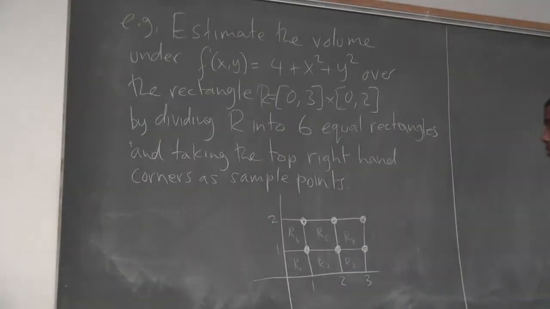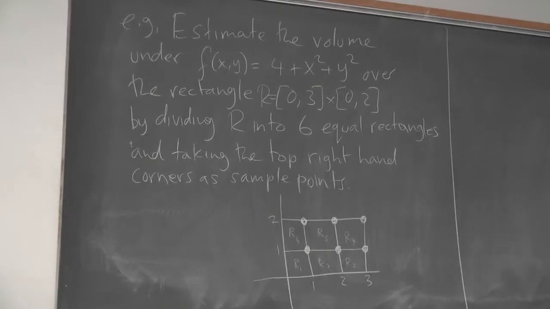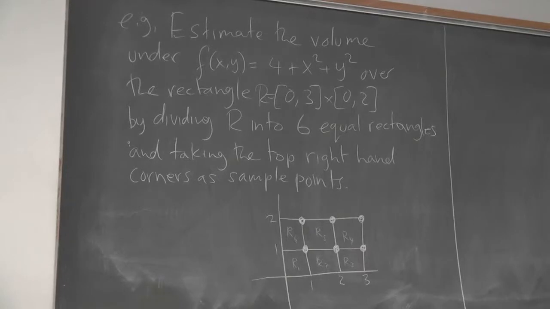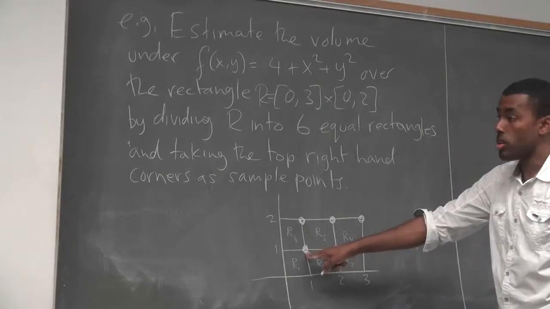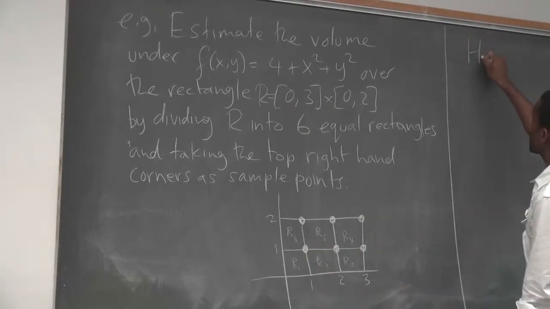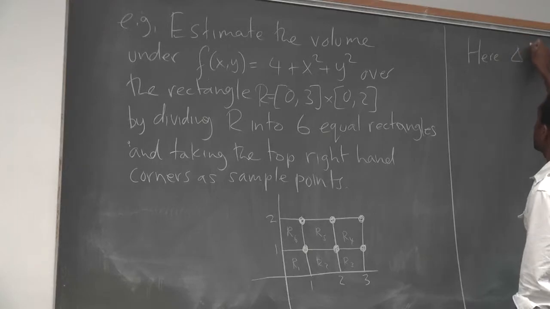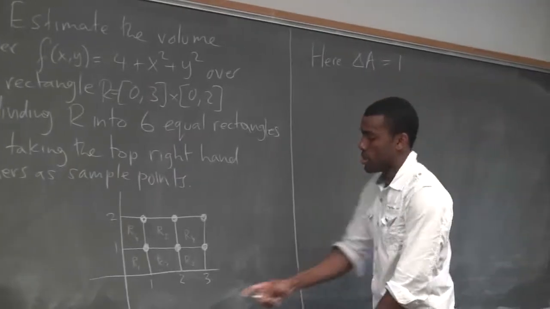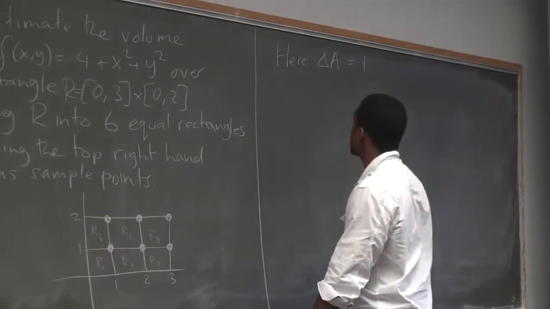Are those squares? They would be squares, yes, 1 by 1 squares. A square is a special type of rectangle. Now we can actually measure f at all these points. Here our delta A is equal to 1, so it's 1 by 1 squares.